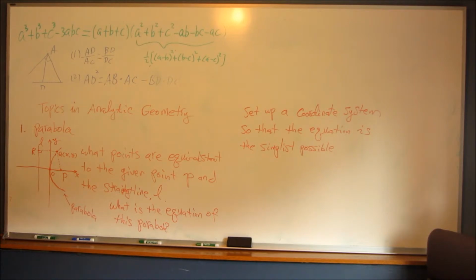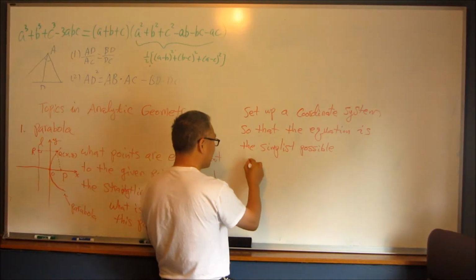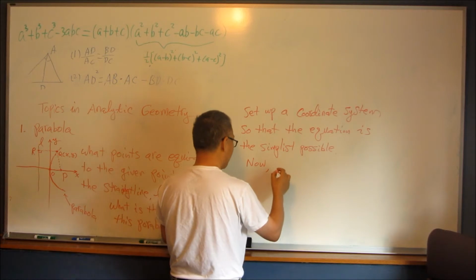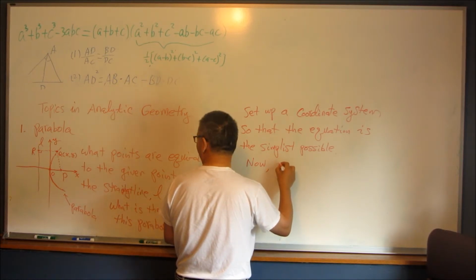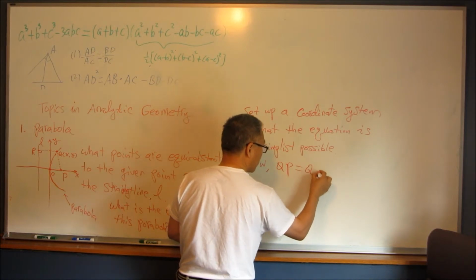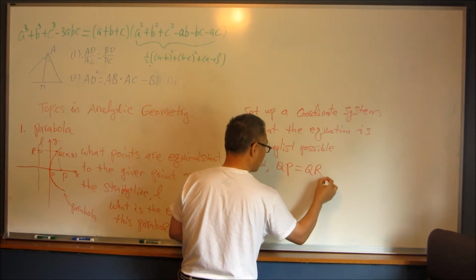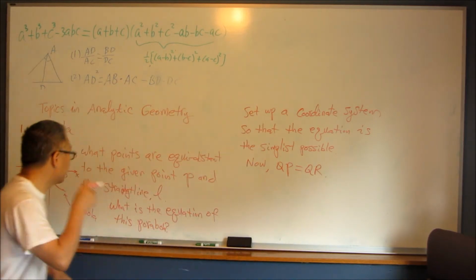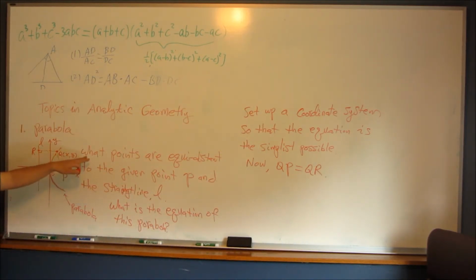Now QP equals QR. So this is the definition: what points are equidistant to the given point P and the straight line L? Q is one of those points. So we find the distance. What is PQ?